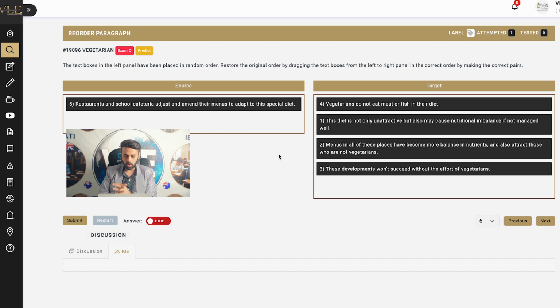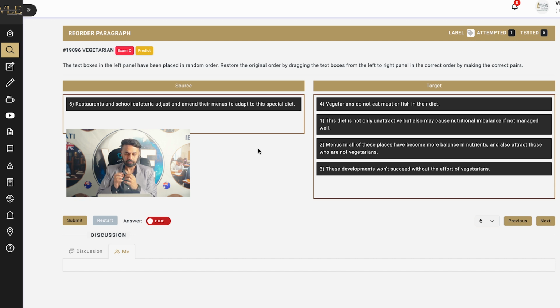This diet is not only unattractive but also may cause nutritional imbalance if not managed right. Yes, I can see that there is a link between vegetarians who eat meat or fish and this diet. So I can automatically find one pair easily, because 1 and 2 I have already aligned, and then 4 automatically will go above 1, and this makes one pair.